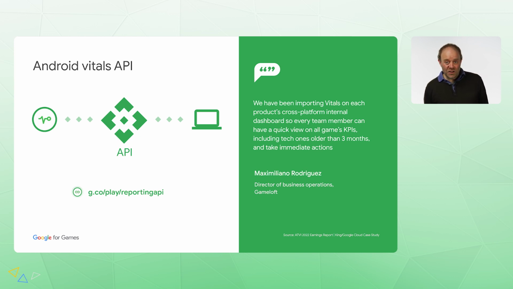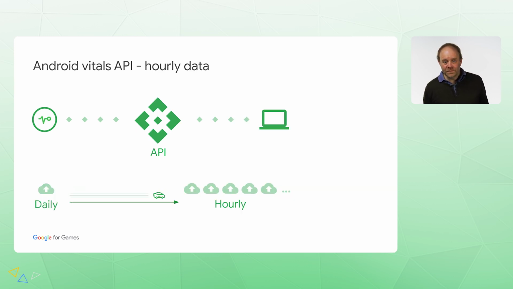For example, as you can see, Gameloft has successfully used the API to enhance their internal dashboards and bring all their KPIs into one place to help their teams move faster. Now, speaking of faster, one thing we've heard from you for a long time is that you want to get Vitals data faster. Last year, we made daily Vitals crash and ANR data appear the next day. Now, we're pleased to announce that we will be bringing hourly crash rates and ANR rates to the API.